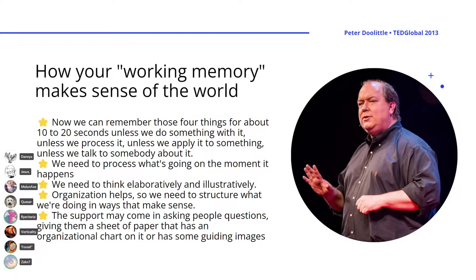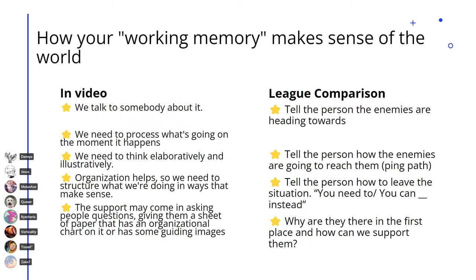This is a TED Talk you can watch on your own time, but I pulled some points from it and synthesized them on this page. In the video, he talks about how you need to use working memory effectively. You need to talk to somebody about it, process what's going on the moment it happens. In game, that would be telling the person which way the enemies are heading. For example, if the mid is going bot and you see that happening, you need to immediately talk to somebody about it so you don't forget about it. Otherwise, you're going to have the surprise Pikachu face when they show up, and it's like, wow, who would have thought?